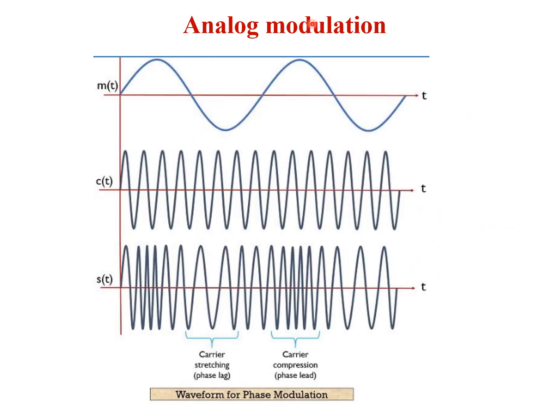And this is analog phase modulation: the message, the carrier, and this is the modulated signal. Here the angle of the carrier signal varies. In this period we are getting the lagging. Here the carrier is compressed, so there will be a phase lead.